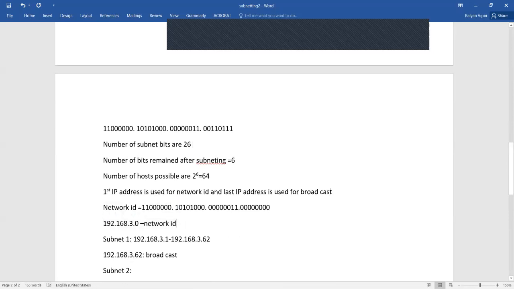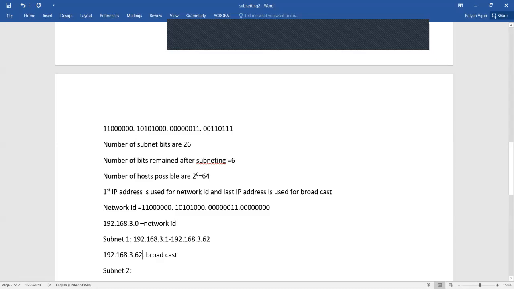Now, you start from 3.0. 3.0 is your network ID. So from where will the hosts start? The hosts will start from 3.1. And up to what point will the hosts go? The hosts will go up to 63. Why 63? Because there are a total of 64 addresses possible according to this address. So when 64 addresses are possible, 0 is used for the network ID, and the last one, 63, will be used for the broadcast.